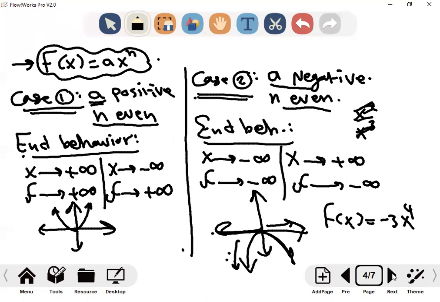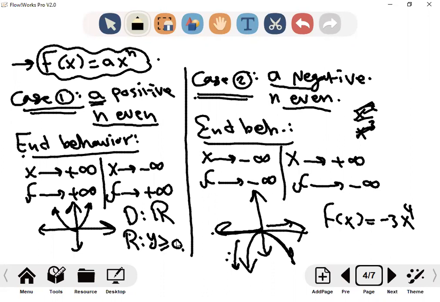Case 1: A is positive and N is even. The domain is R, always R, all of them the domain is R. The range, what's the range here? It always gives positive, right? Y more than or equal to 0. What does more than or equal mean? It means no negatives. Got it? So when we have no negatives, A is positive and N is even. Got it? Fine. Let's go here.